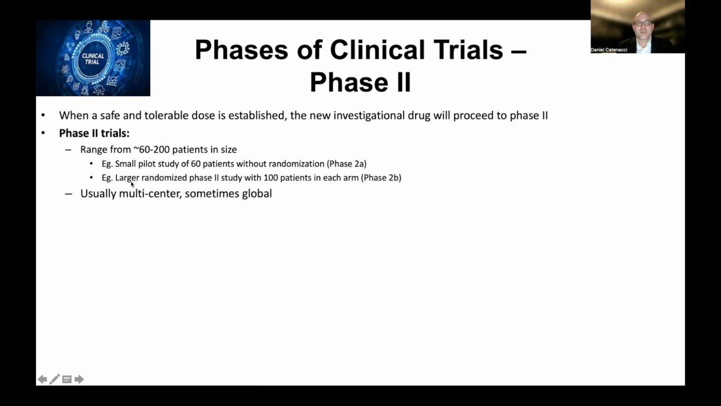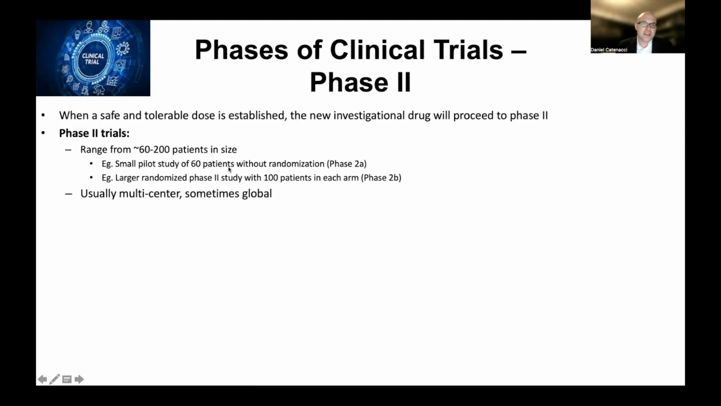On the other hand, if the drug is showing a lot of promise, or it has shown promise in a phase 2A study, then the next step might be to do a phase 2B study, a larger but randomized phase 2 study with, say, 100 patients in each arm. These types of studies are usually multi-center because in order to accrue this many patients, we need to have more centers accruing to the study to get the numbers of patients in a reasonable amount of time. Sometimes there are even international studies that are run globally in different countries.